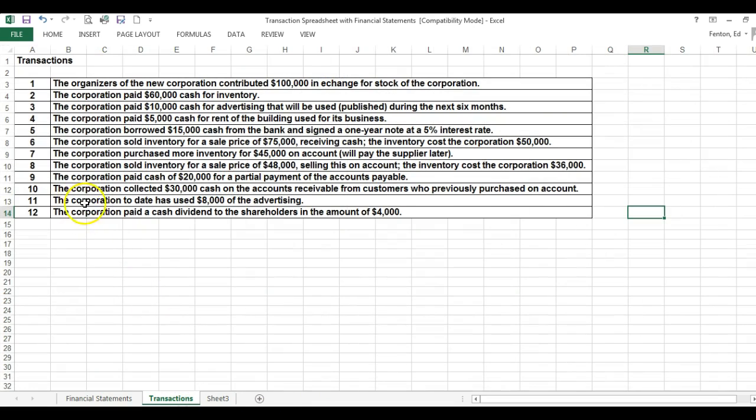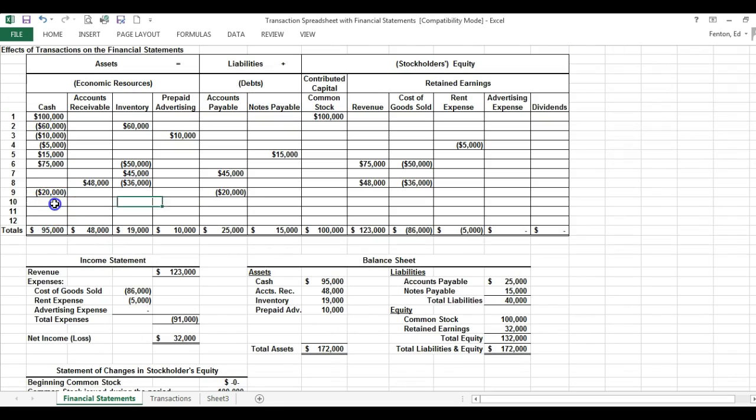Transaction 10. We collected $30,000 on the accounts receivable from customers. So they purchased these items from us in number 8. Now they're paying for part of these. $30,000 cash we are collecting. Cash is going up $30,000. Where did this cash come from? It came from the fact they owe us money. They're paying part of that off. So accounts receivable is going down $30,000.